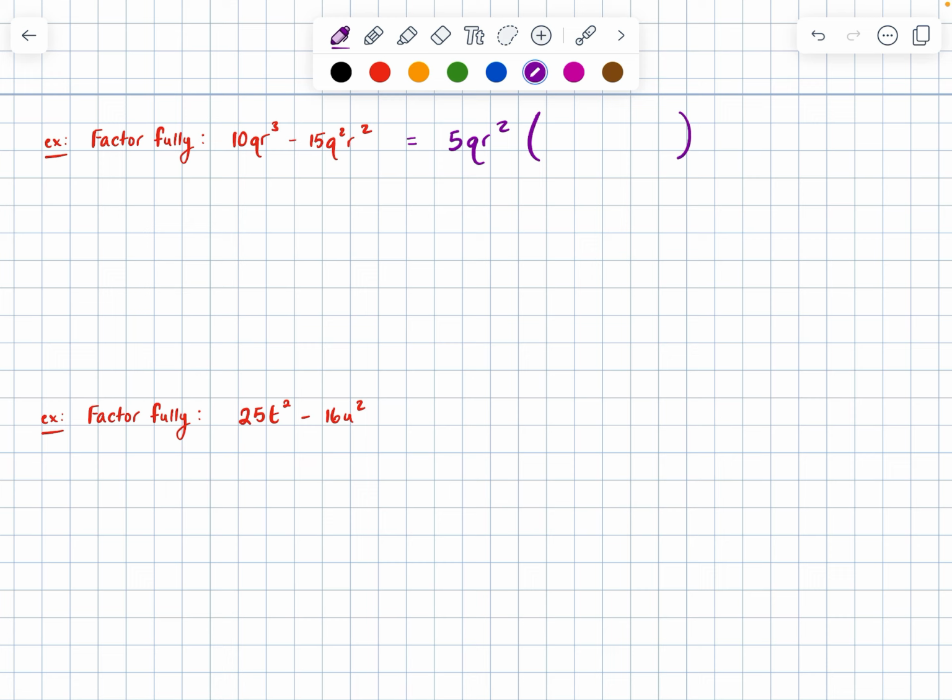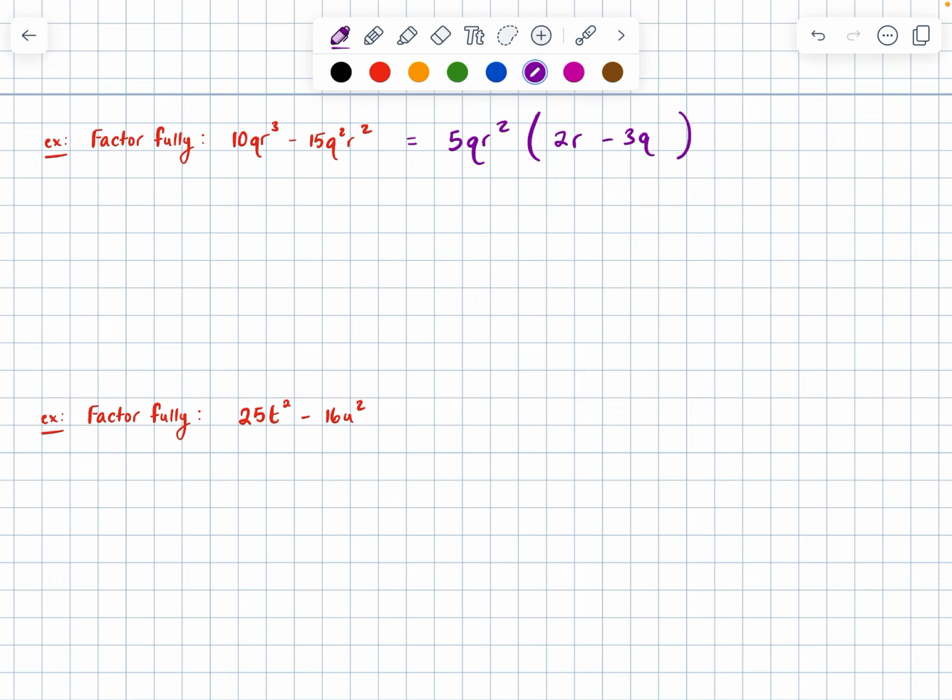From here, I'm going to give myself some parentheses. I need to know what's inside so that when I distribute back out, I get back to 10q r cubed minus 15q squared r squared. Well, to get from 5 to 10 in the first term, I need to multiply by 2. I have a q already, but I need to add in 1 copy of r. To get from 5 to negative 15, I need to multiply by negative 3. I need to add in 1 more copy of q to get to q squared, and my r squared is already good. Here is my factored form.